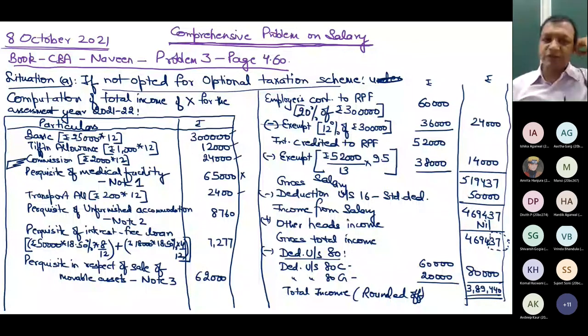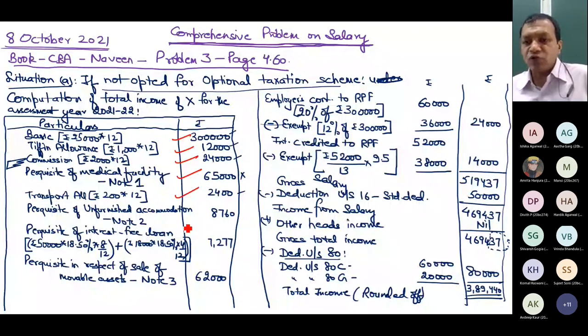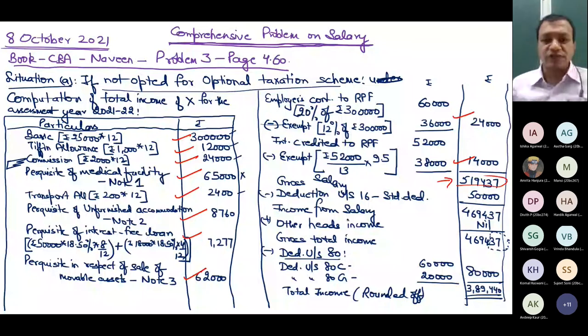If you opt for optional taxation scheme, then let me compare what benefits I will not get. There will be no change in basic salary, Tiffin allowance, commission, medical, transport, accommodation, interest-free loan, sale of movable asset, PF contribution, interest credit. Till gross salary, there is no change. 519,437 till gross salary. In this numerical, there is no change. I'm not saying that in every question till gross salary there is no change.